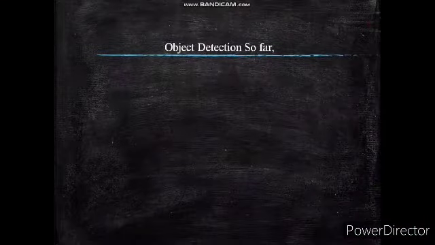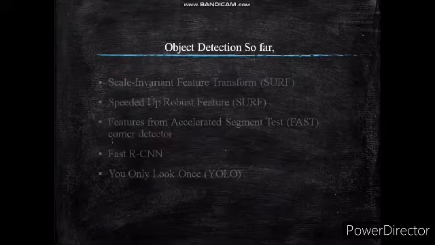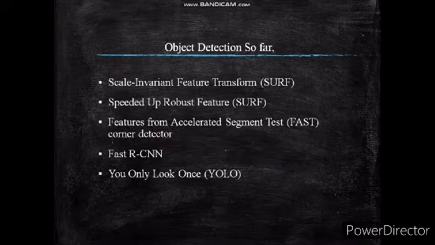The object detection methods so far: scale invariant feature transform, speeded up robust features, features from accelerated segment test (FAST) corner detection, RCNN, and you only look once, YOLO. These are the topics that we are going to look at in the upcoming slides.